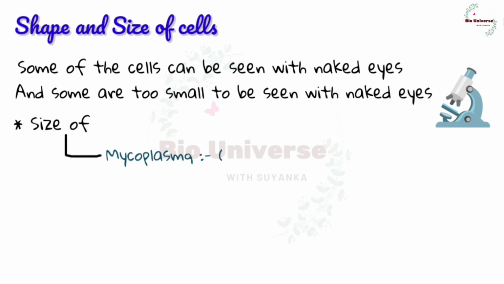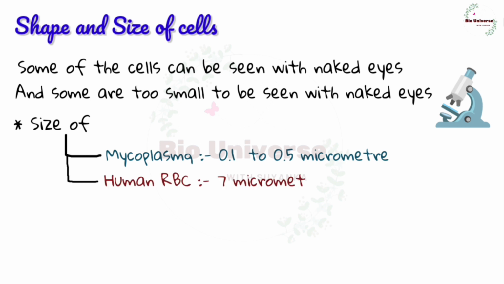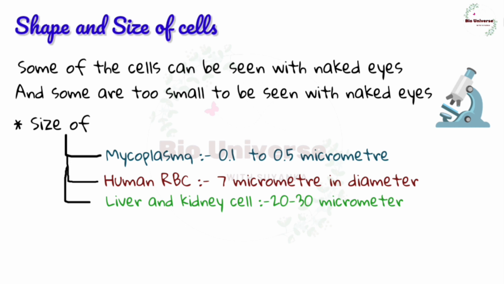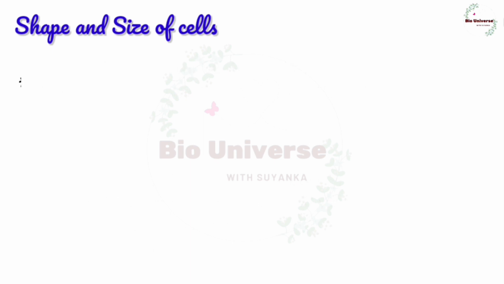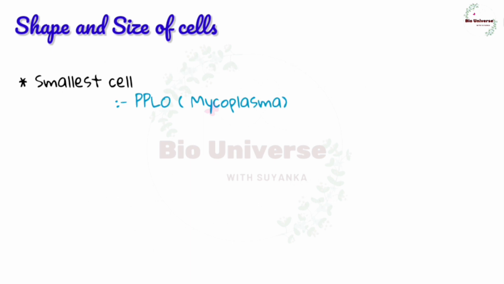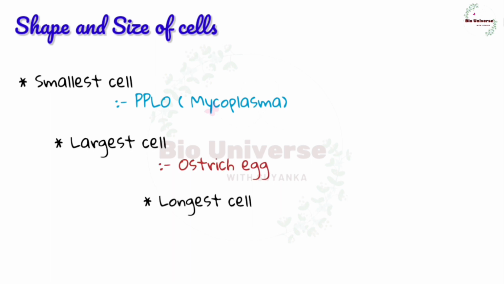Size of mycoplasma is 0.1 to 0.5 micrometer. Human RBC is 7 micrometer in diameter. Human liver and kidney cell is 20 to 30 micrometer. Nerve cell is 90 to 100 centimeter. Ostrich egg is 18 centimeter. The smallest cell of the world is PPLO, mycoplasma. The largest cell is the ostrich egg. The longest cell is the nerve cell.